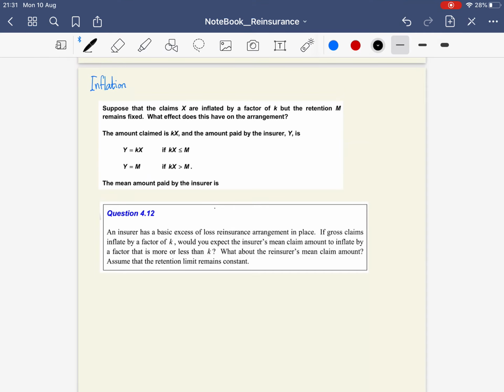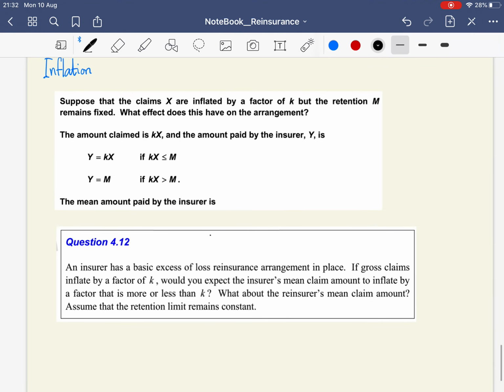Okay, so let's say we have the density, the PDF of loss from last year, and then this year we have an assumption on the inflationary factor. So this year claims are going to rise by a factor of k. This year the amount of claim is kx. Okay, so let's have a look at the direct insurer, the Y.